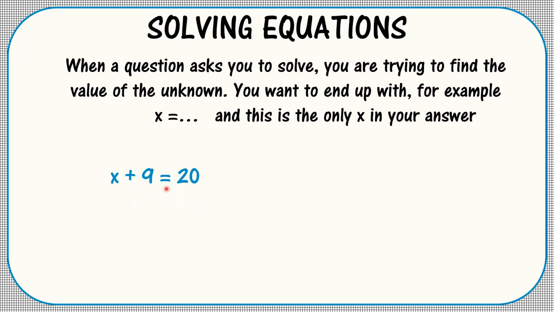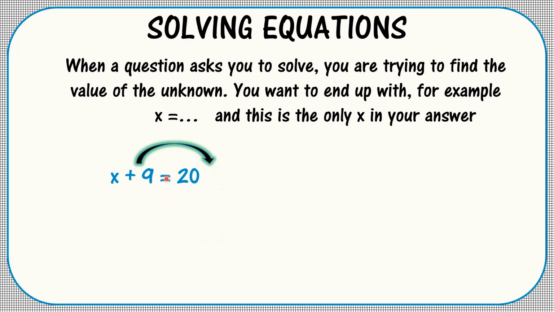So let's look at this example. x plus 9 is equal to 20. At the end of this, we want to see x equals something by itself. So what we want to do first of all is get rid of this plus 9. Now, when we take this plus 9 to the other side, you have to do the inverse of plusing by 9. So the opposite or inverse of plus 9 is minus 9.